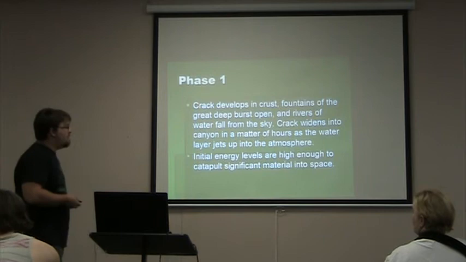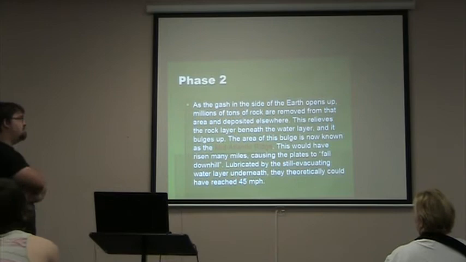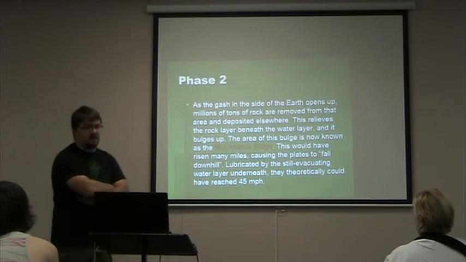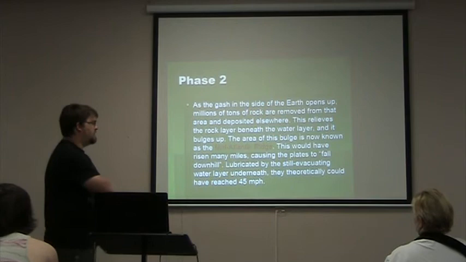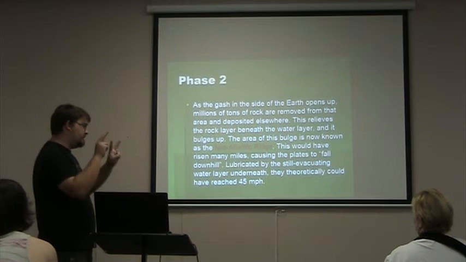We have the gash in the earth that's opening up. We have millions of tons of rock removed from that area and deposited elsewhere. This relieves the rock layer underneath the water layer and it bulges up. We believe that this bulge is today the Mid-Atlantic Ridge. This ridge would have risen many miles, causing the plates to fall downhill.